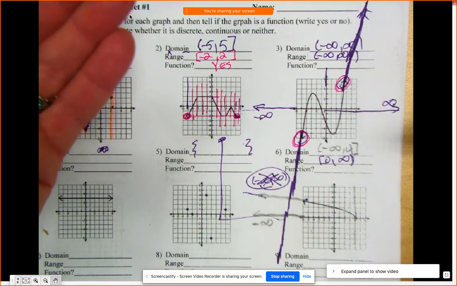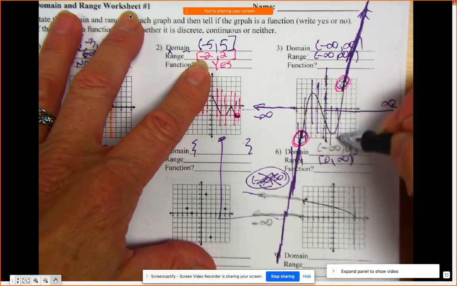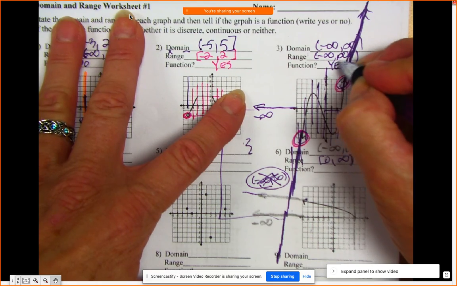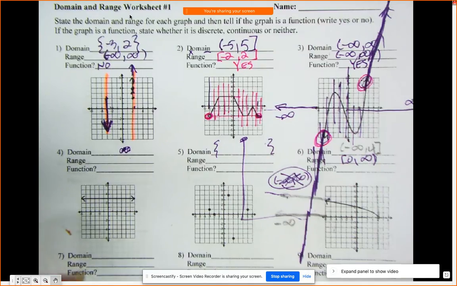Is it a function? Yes, it's a function. Vertical line test. I don't hit that graph in any more than one place. It's a function. The only time it's not a function is where X is trying to be a player.